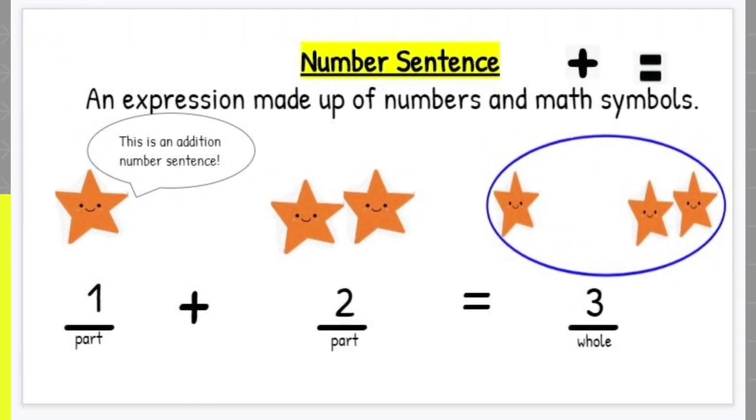Some more mathematician review vocabulary is number sentence. So a number sentence is a lot like a sentence with words. It just uses numbers and math symbols. And a number sentence can tell a story. Like this number sentence is telling the story of these cute little stars. Okay, so this number sentence specifically uses the math symbols, the addition sign and the equal sign, and that makes it an addition number sentence because we are adding. We're adding our two parts to make the whole amount.